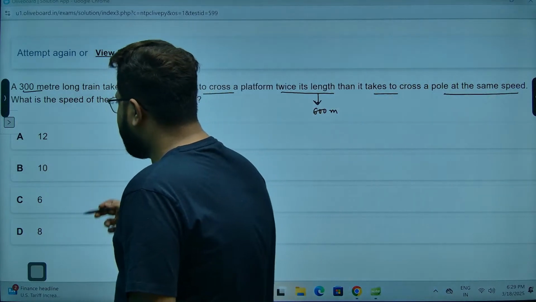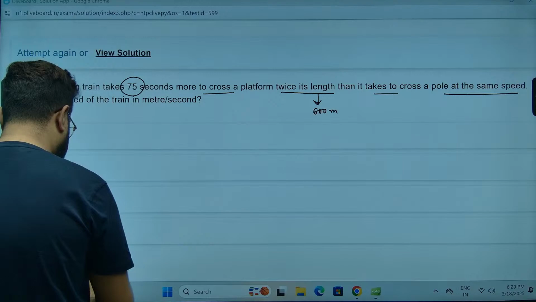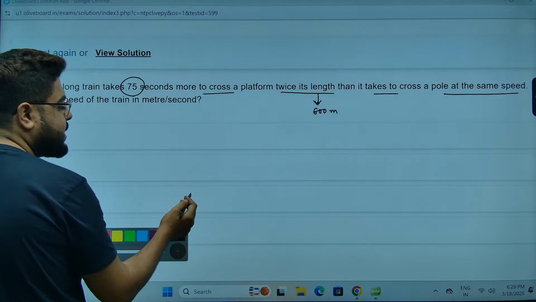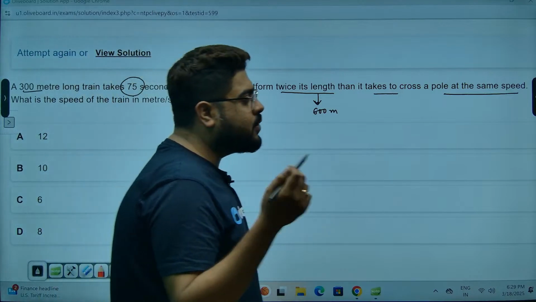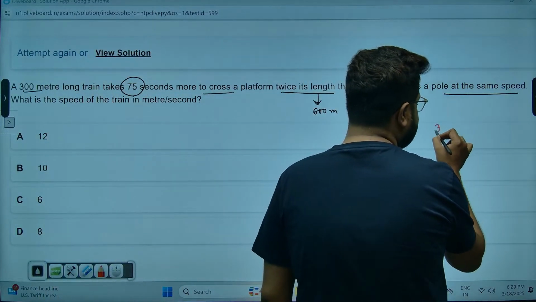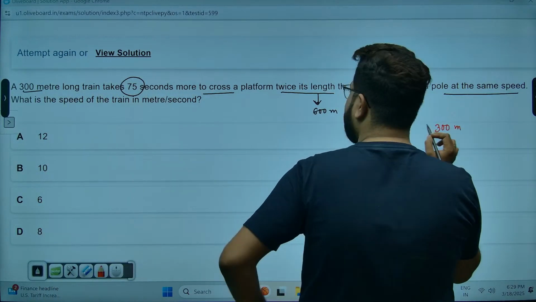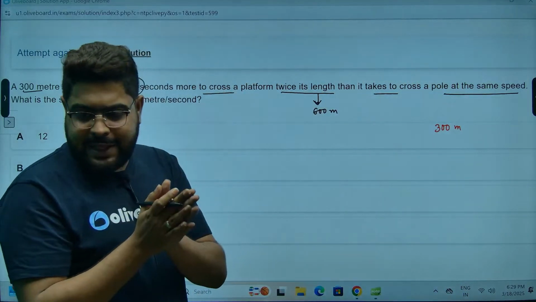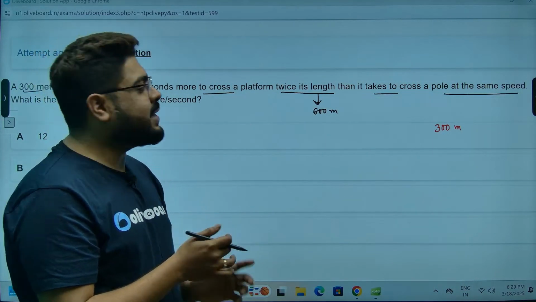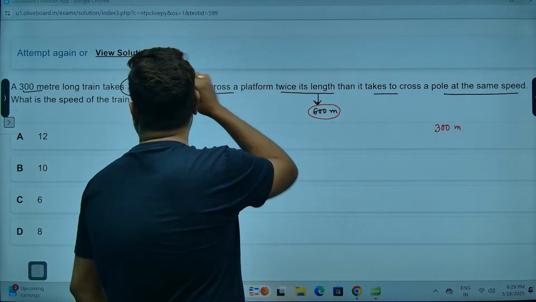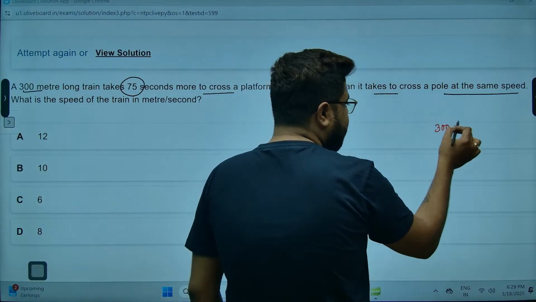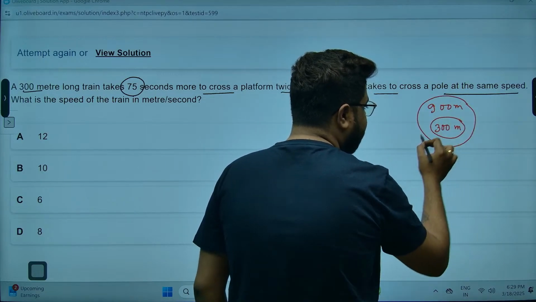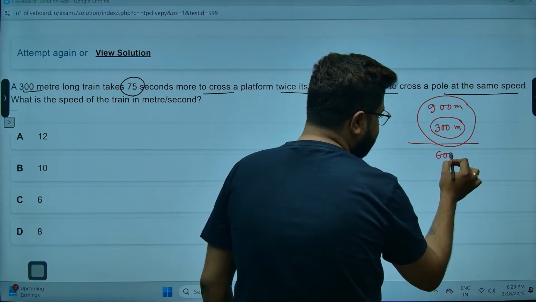Achha. So when it is crossing a pole, how much distance does it go? It goes only its own length, that is 300 meters. When it is crossing the platform, it goes its own length plus the length of the platform, that is 600 plus its own length, 900. So the difference is 600 meters.